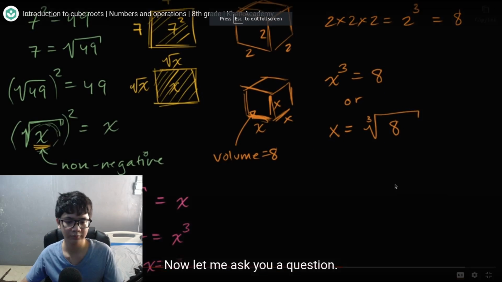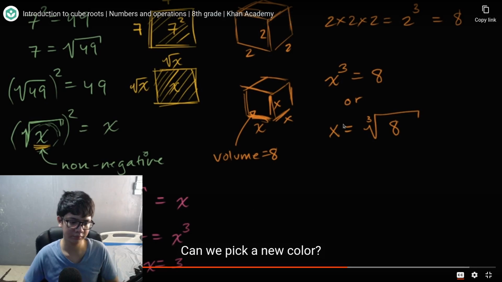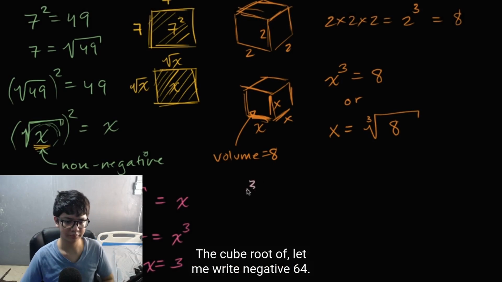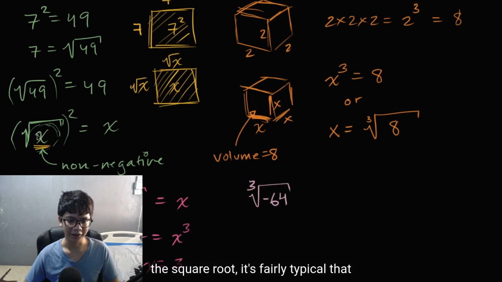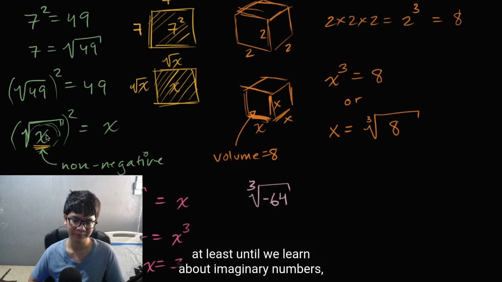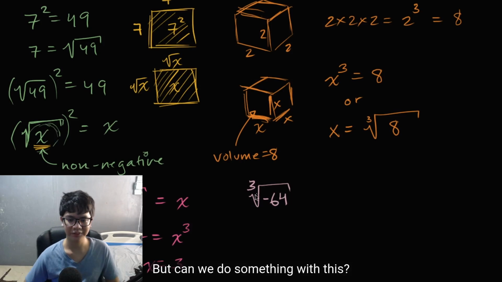Now let me ask you a question. Can we write something like the cube root of negative 64? I already talked about that if we're talking about the square root, it's fairly typical that if you put a negative number in there, at least until we learn about imaginary numbers, we don't know what to do with it. But can we do something with this?